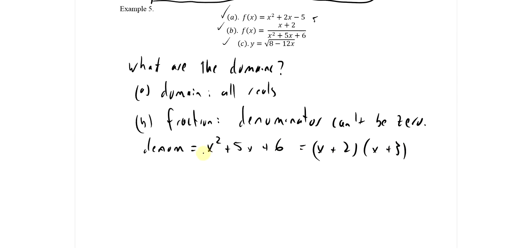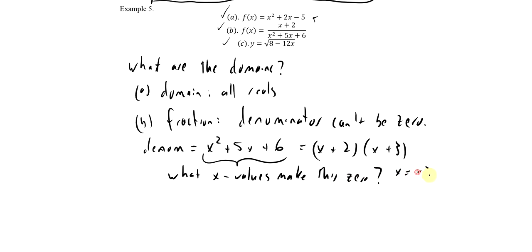What makes this 0? Well, by factoring it, we can answer that. X equals minus 2, x equals minus 3, right? That factor and that factor. So what's the domain here for B? All x except x equals minus 2, x equals minus 3.